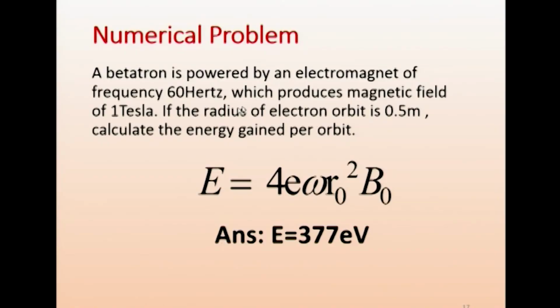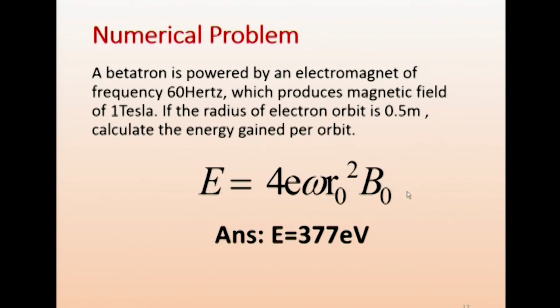60 hertz, which produces a magnetic field of 1 Tesla. If the radius of the electron is 0.5 meter, calculate the energy gain. So, we have all the data here: 4 into 1.6 into 10 power minus 19 joule, omega is equal to 2 pi f, where f is 60 hertz. So, we use 2 pi f, r naught is 0.5 meter, B0 is 1 Tesla.